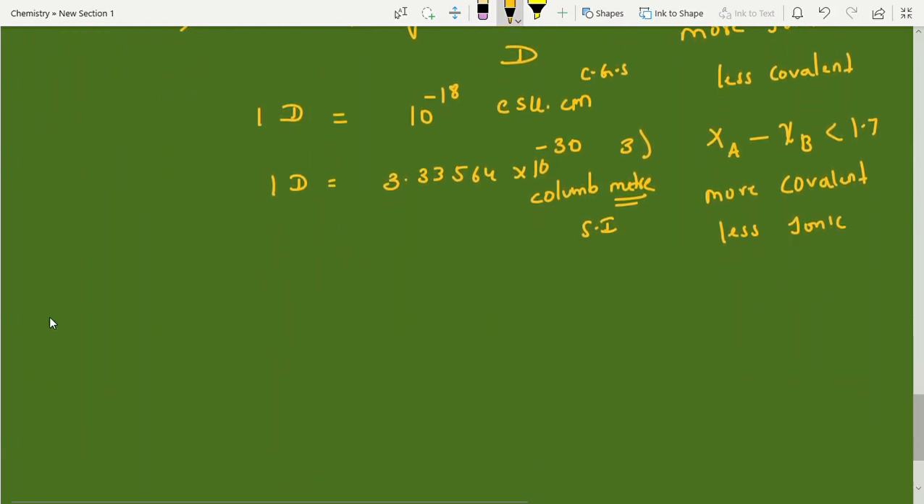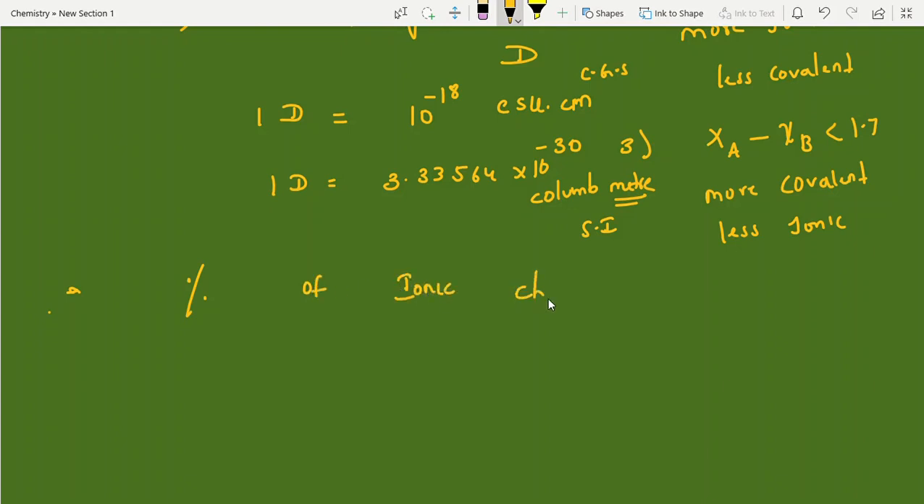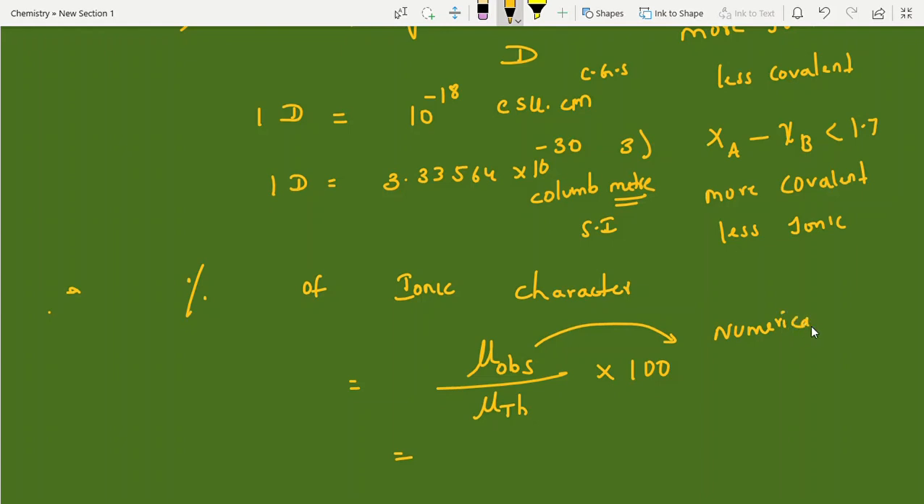Now we'll take one question. First, let me give another important point. Percentage of ionic character. How to calculate? Mu observed by mu theoretical, where mu is the dipole moment, into 100. Mu observed, they will definitely give in numerical. Here mu theoretical equals Q into D. That is our formula.